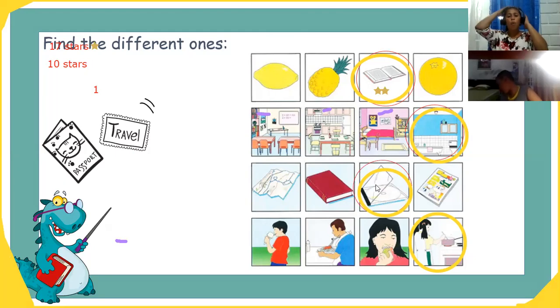Okay, again. Why do you think so? This CD is different because it can hear, but the others can't hear. Okay, look at this one. Because, teacher, the CD can never be read. We cannot read that one. The first picture, what is the first picture? It's a map. Okay, a map can be read. We can read the map.